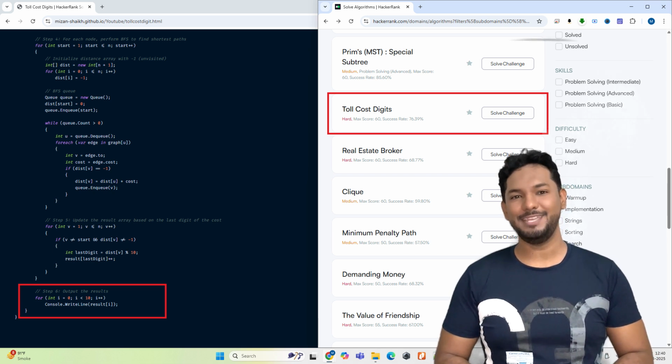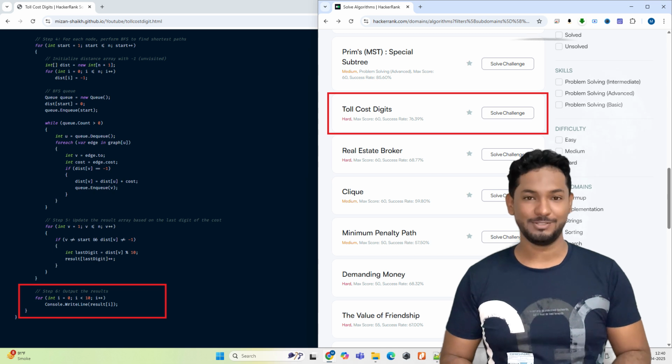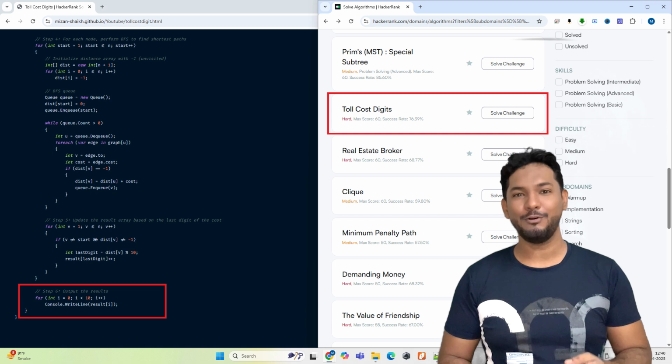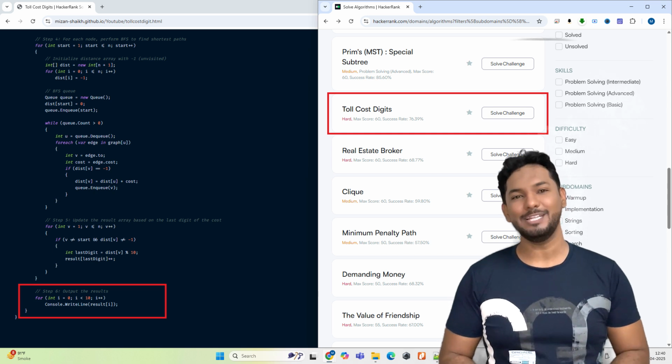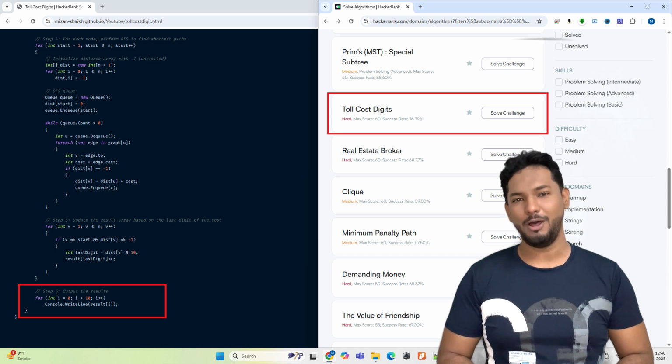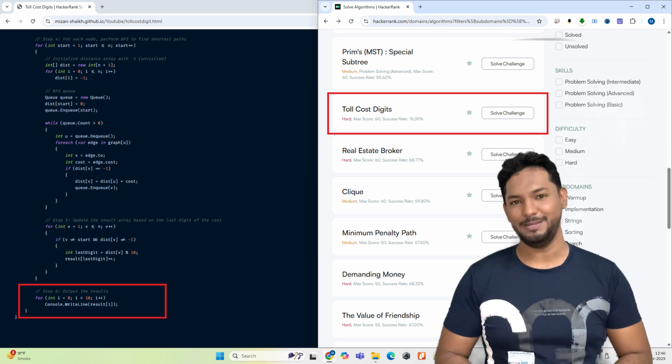Remember, the key takeaways here are the importance of graph structures in handling complex relationships and the power of BFS in finding the shortest path. The combination allows us to solve real world problems like toll calculations effectively.